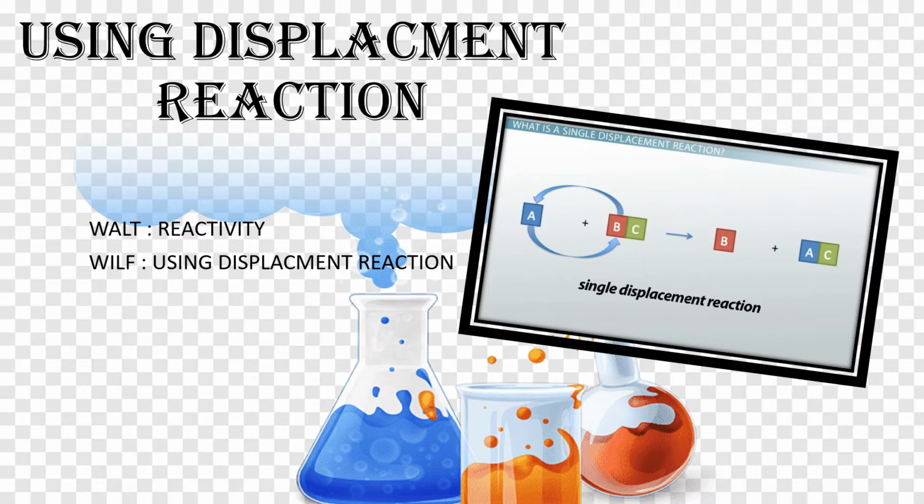So, we continue our lesson about using displacement reaction. We're still in this topic, using displacement reaction under the reactivity series. So previously we have learned about how aluminium displaces iron oxide. Why can aluminium displace iron oxide? Because aluminium is more reactive than iron.